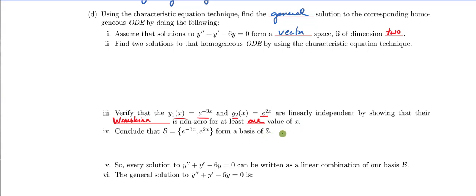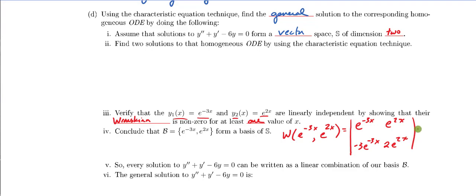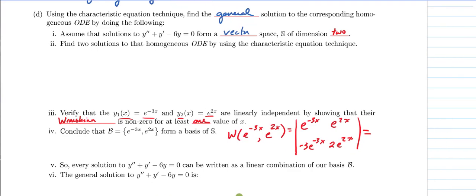So the Wronskian of these two solutions would be the Wronskian of e to the minus 3x, comma, e to the 2x. And so that Wronskian is the determinant of this matrix right here. e to the minus 3x, minus 3e to the minus 3x. Remember, I take the derivative of that first solution, and that shows up there. I'll list the second solution here, e to the 2x, and I'll take its derivative, 2e to the 2x. So that gives us the matrix that we want to compute the determinant of.